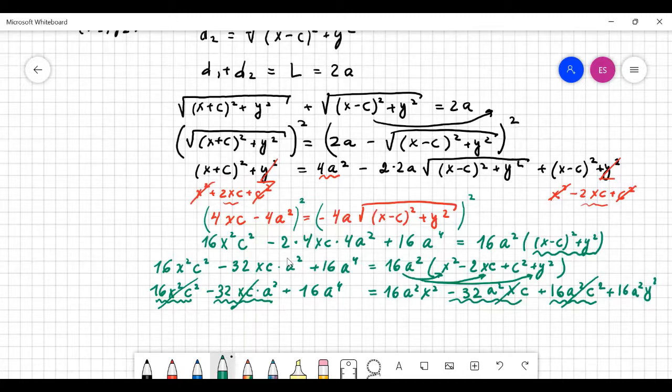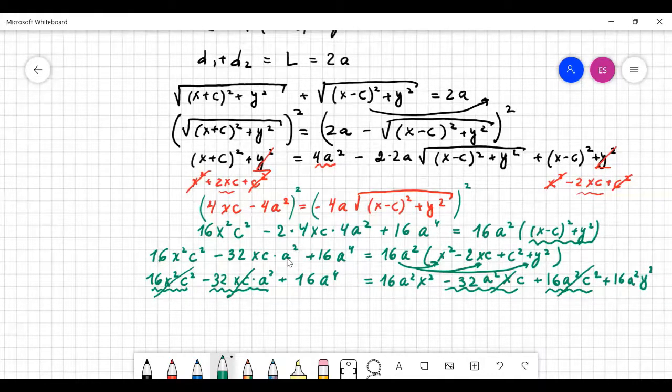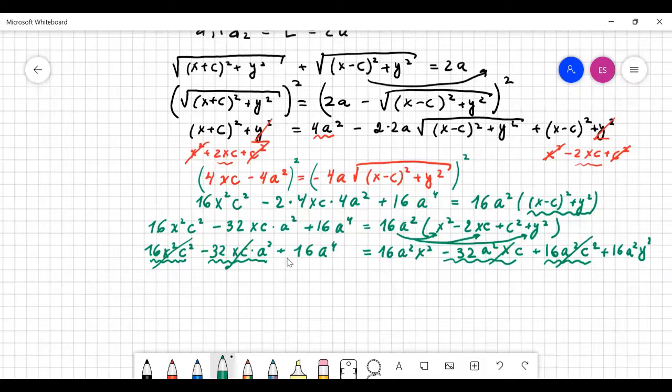I'm not going to cancel anything else. Guys, what I'm going to do, I'm going to just copy the expression I have. So I have 16a to the power of 4 here. On this side, 16 repeated in both terms. Let me label them differently. This term and this term both have 16, right? And then both have a. I'm going to write down a squared. And here, x squared plus y squared, right?